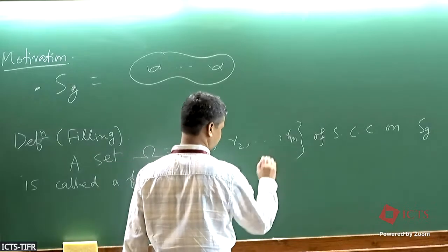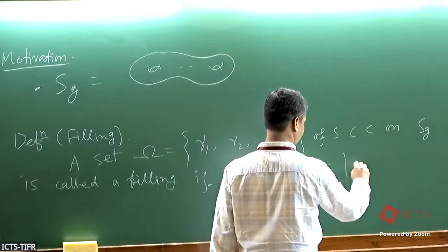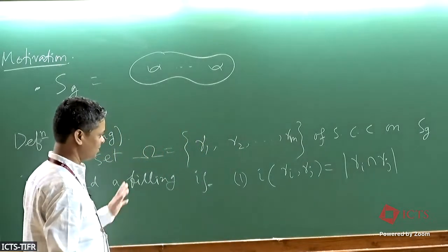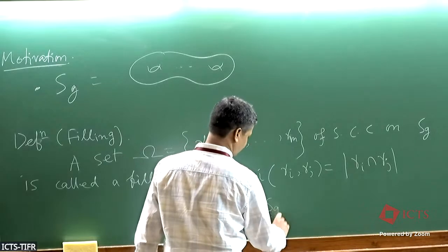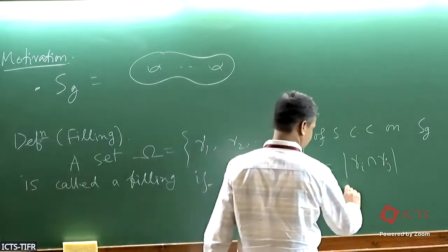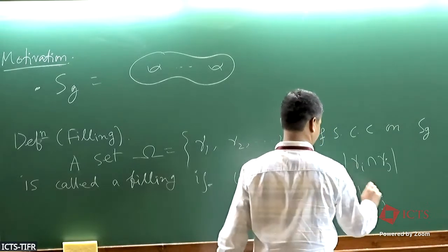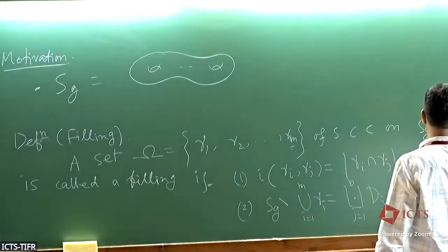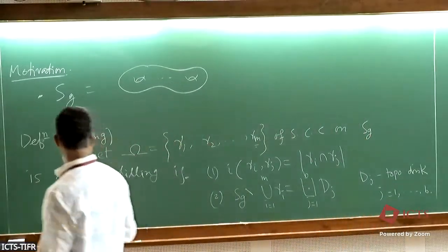So the intersection number i of any two of them, gamma_i, gamma_j, is nothing but the number of points in their intersection, gamma_i intersection gamma_j. So they are in minimal position pairwise, and the second condition is that the complement of their union, S_g minus the union of gamma_i over i equal to 1 to m, is a disjoint union of topological disks D_j, j equal to 1 to some b, where b is some natural number, and D_j is a topological disk for every j.